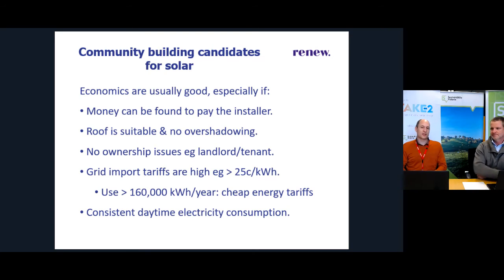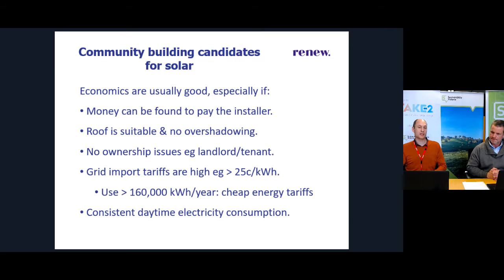If you're paying a lot for your grid electricity, that's an indication that you'll get good bill savings from a solar system. And if you use a lot of electricity per year, above that threshold I mentioned on the slide, then you especially tend to get cheap electricity tariffs for the energy component, which is what the solar can offset.